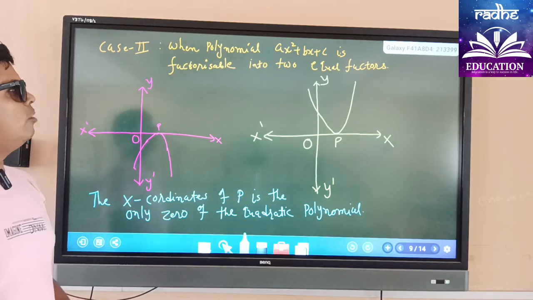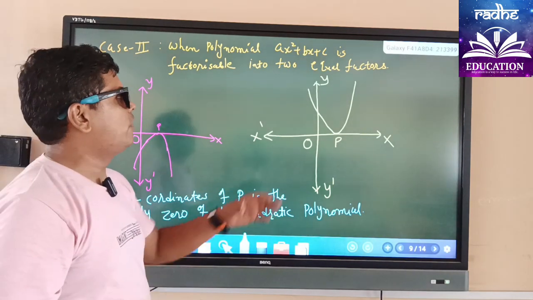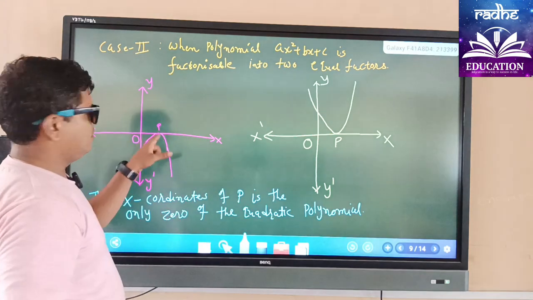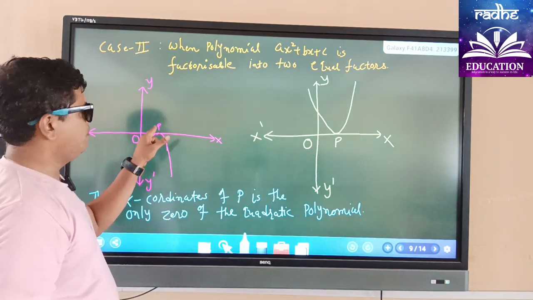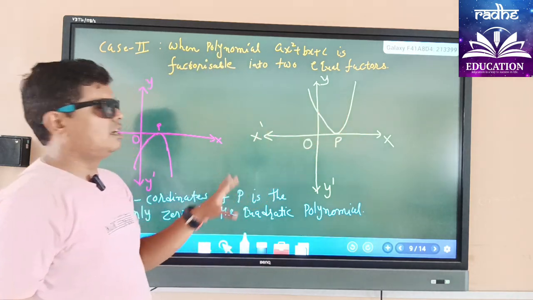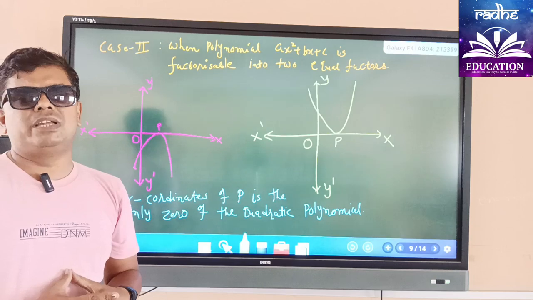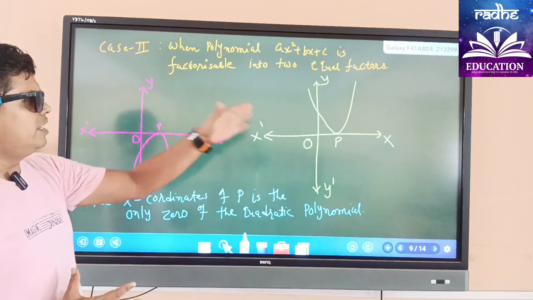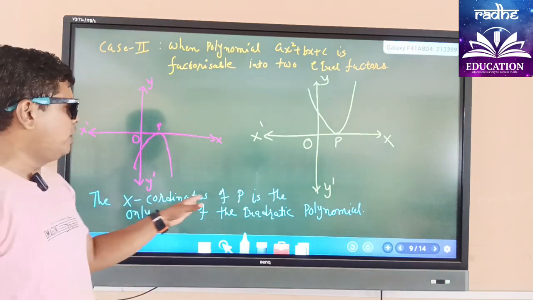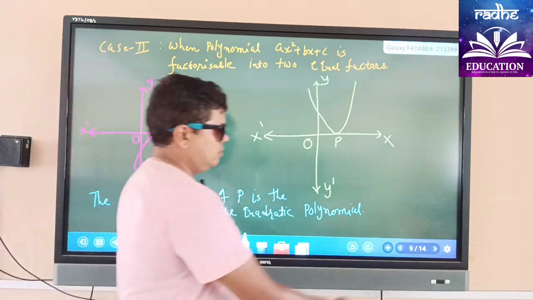Case 2: when the polynomial ax squared plus bx plus c is factorizable into two equal factors. You can see here one point p. Here also you can see one point p. Equal factors are there, x squared minus 6x plus 9. Only one value is possible, that is x equals 3. So this type of graph is there. The x-coordinate of p is the only zero of the quadratic polynomial.